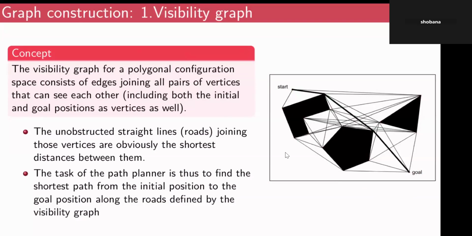And once a roadmap has been created, the next phase would be to search for a path that actually takes the minimal distance from the start node to the goal node. Right. So as you can see, this path that is highlighted in this thick black color is actually the minimal distance. It takes the least amount of distance to reach from the start position to the goal position, right?